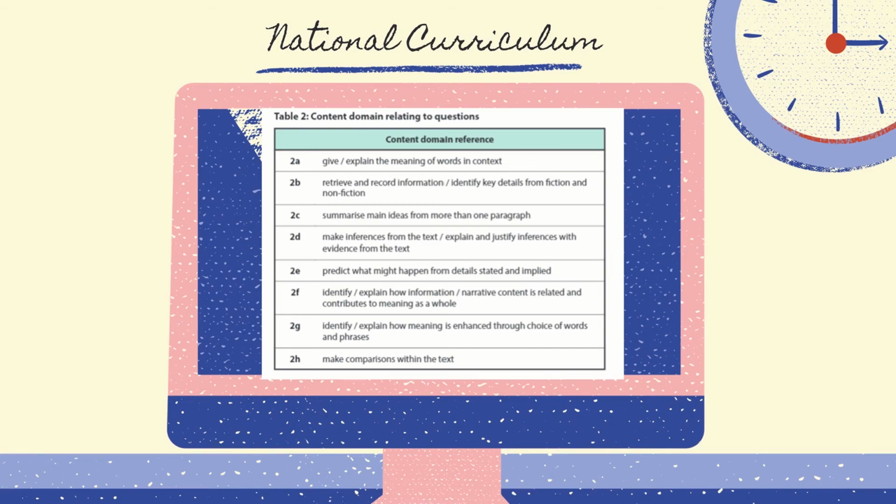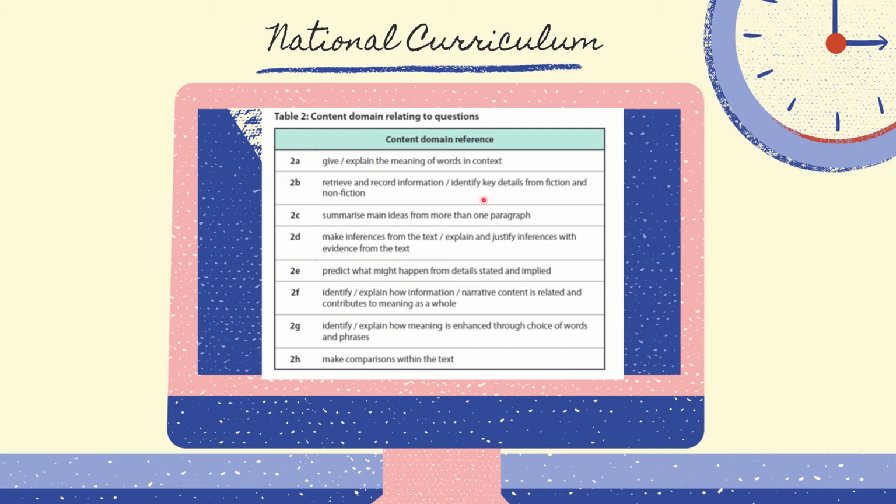First, let's take a look at the National Curriculum reading content domains. Content domains are the elements of the National Curriculum programme of study for reading that are tested at the end of Year 6 in the Key Stage 2 reading assessment, which is known as the SAT test. Today, we are focusing on 2B, retrieve and record information, identify key details from fiction and non-fiction. And we just shorten that to retrieval.